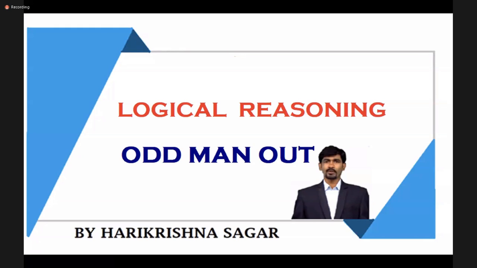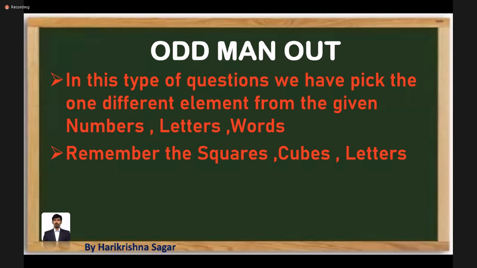So let's look at how the questions of odd man out are given. Before we proceed with the odd man out questions, I suggest you remember the patterns of questions. Odd man out questions are related to numbers, letters and words, just like analogy. And in order to solve odd man out, if you remember squares, cubes and alphabets, it would be easy to solve the questions.